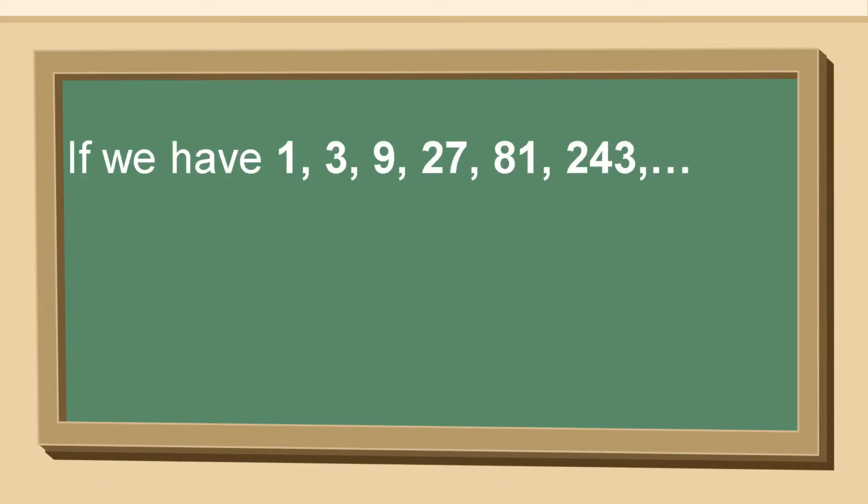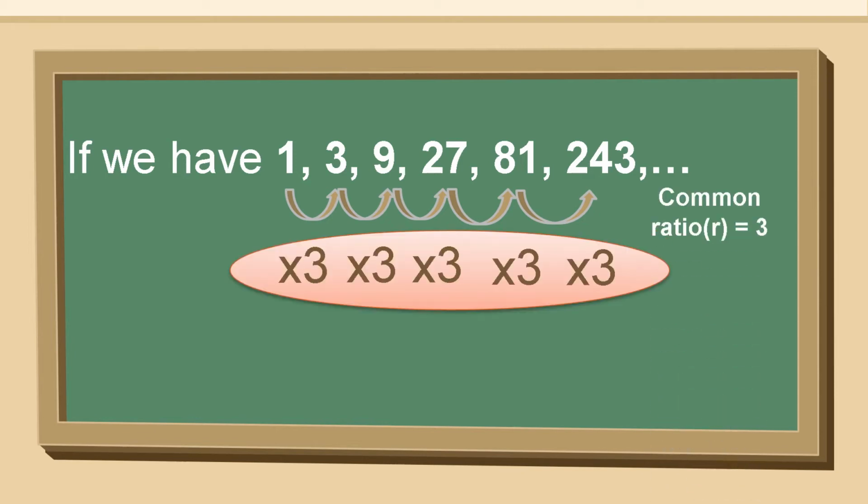If we have 1, 3, 9, 27, 81, and 243, we can get the common ratio by dividing by the preceding term. So 3 divided by 1, we have 3. 9 divided by 3, we have 3. 27 divided by 9 is 3, and so on and so forth. So our common ratio is equivalent to 3.